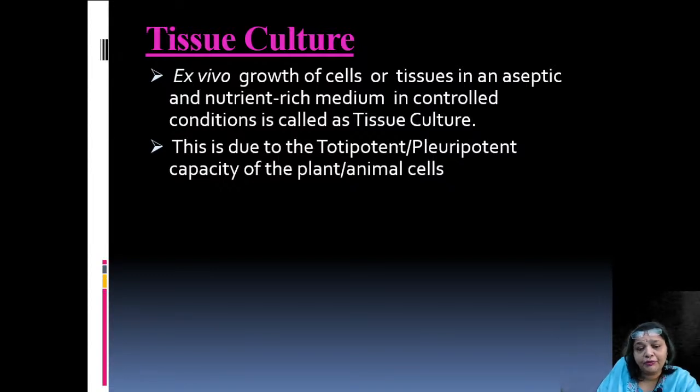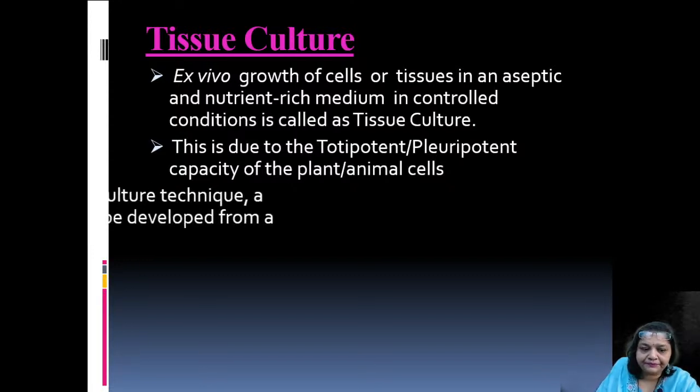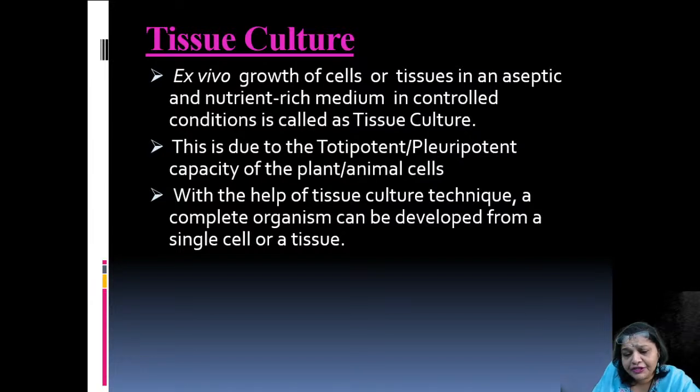Now, the tissue culture technique was possible only due to the totipotent or pluripotent capacity of the plant or animal cells. If it is a plant cell, then the capacity is called totipotent capacity. Animal cells are pluripotent, that is the capacity of animal cells to grow in controlled conditions. With the help of this tissue culture technique, a complete organism can be developed from a single cell or a group of cells, which we call a tissue.